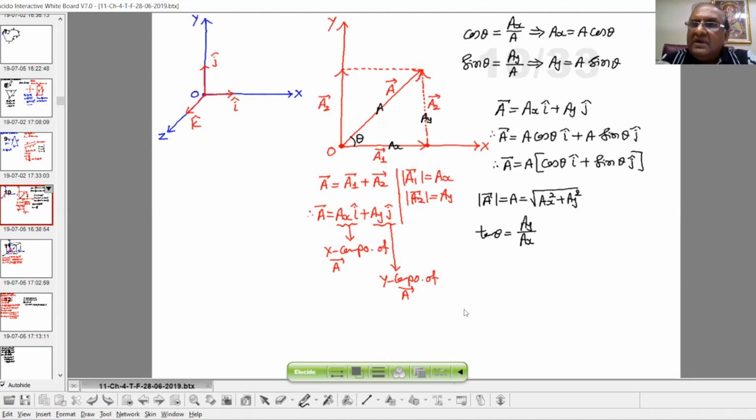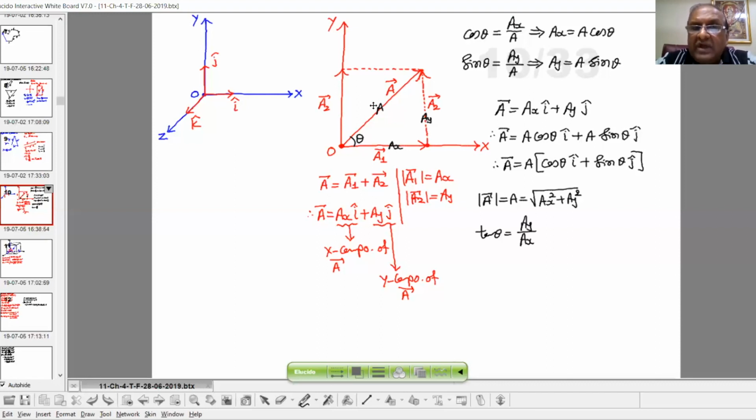But resolution you can represent in terms of components also. So you can say Ax i caret is the x component of vector A and Ay j caret is the y component of vector A. Clear? So in component form, any vector can be represented by this type of equation.